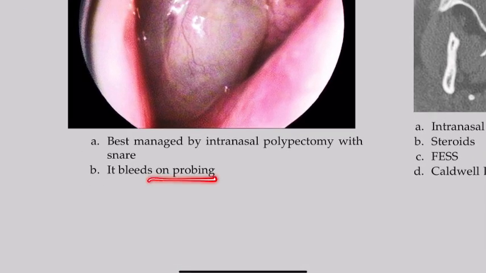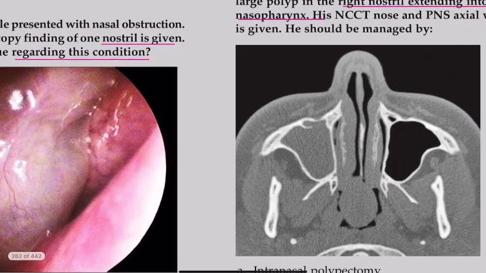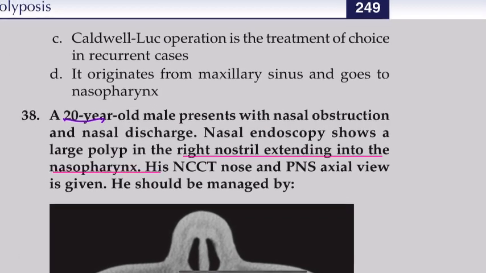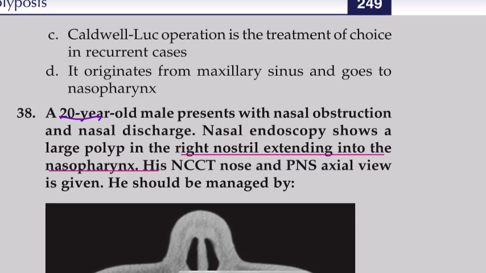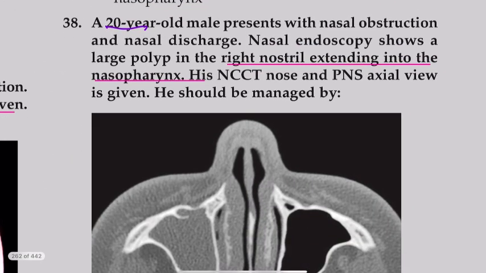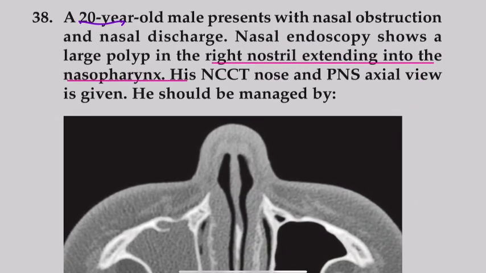Does it bleed? No, it does not bleed. Best managed by intranasal polypectomy with snare? No. Caldwell-Luc operation is the treatment of choice? No. It originates from the maxillary sinus and goes to the nasopharynx. That's the right answer.